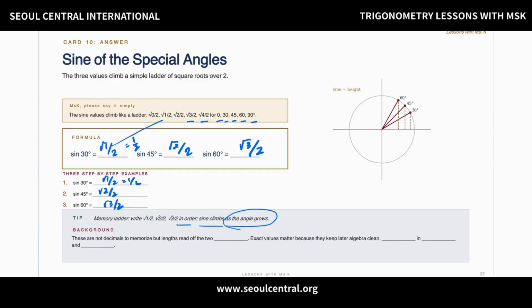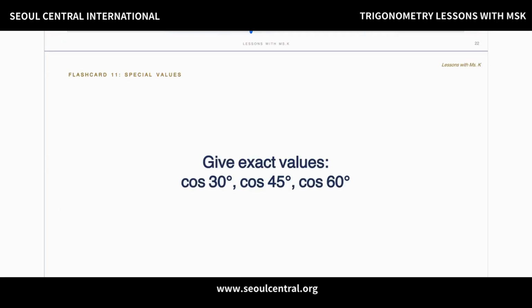Now these are not decimals to memorize, but the lengths read off the two special right triangles, if you guys haven't noticed that. And exact values matter because they keep later algebra clean, especially in identities and calculus, and some of our students have already experienced this.